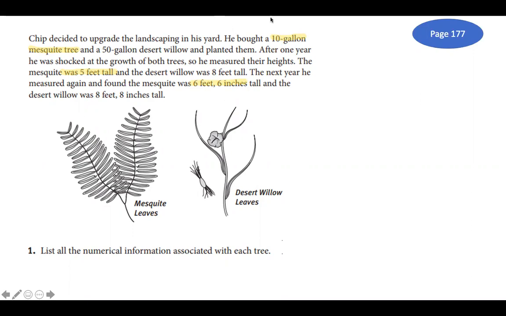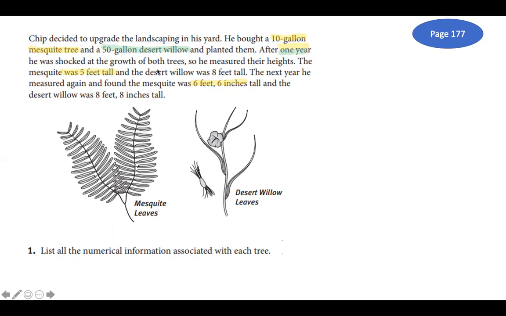Let's check the desert willow. Maybe we should use green. It's a willow. We'll use green. All right. So he bought a 50-gallon desert willow. So that's numerical. I guess I should be highlighting the 1 year, but the 1 year is for both. I'm going to highlight it in both colors. So 1 year applies to both the mesquite tree and the willow tree.